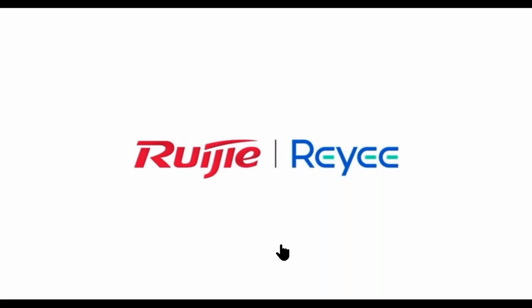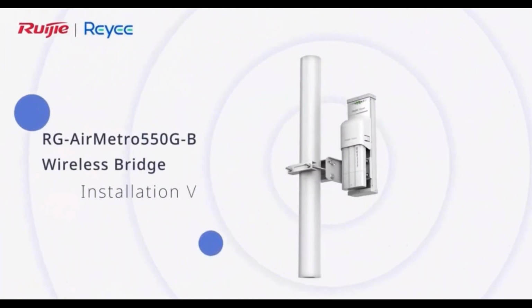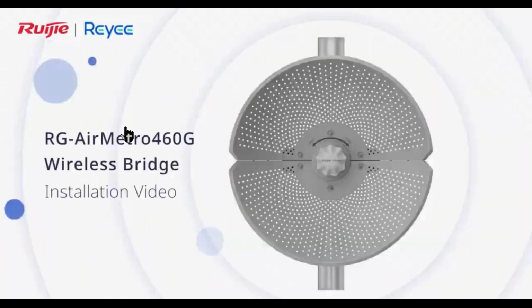So as we can see, it is very easy to install. And also the configuration. Using the Ouija app, you can do that in less than 3 minutes. So let's see the other one, the last that we will see in this webinar, the LG AirMetro 460G wireless bridge. So let's see this installation video.